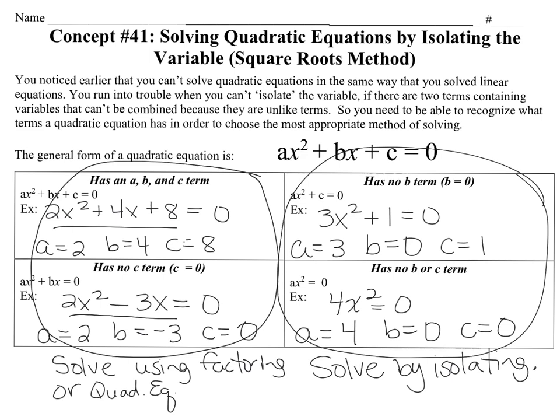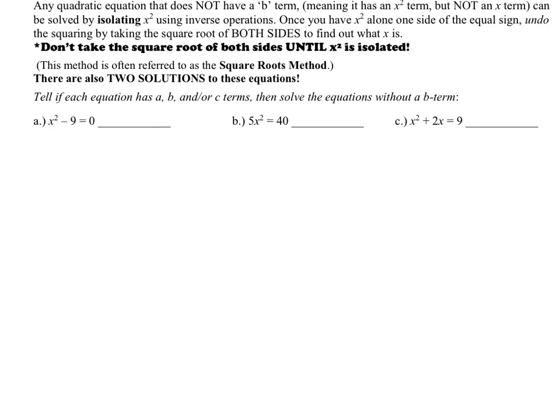We've done a few of these already, but we're going to start getting into square roots. This is also sometimes referred to as the square roots method, which you'll see in the title of the paper. So let's try some out. So basically with these problems, the first thing we're going to determine is, can I solve these by isolating the variable? So you're going to start by just saying, what terms do I have here? Do I have an a term, a b term, and a c term?